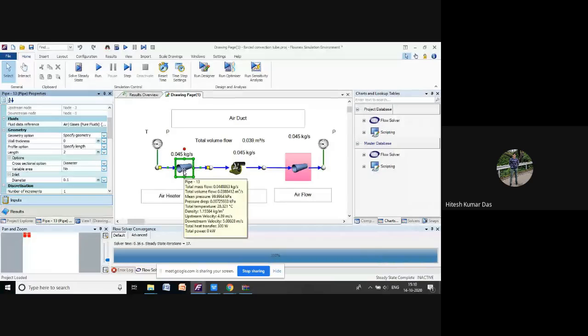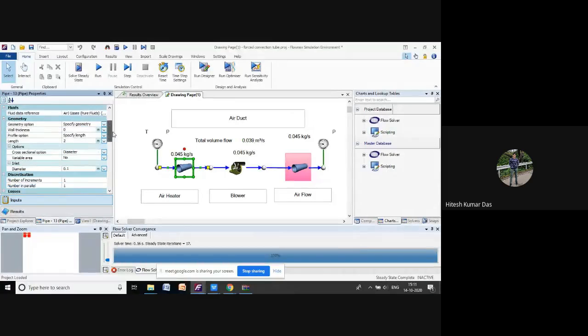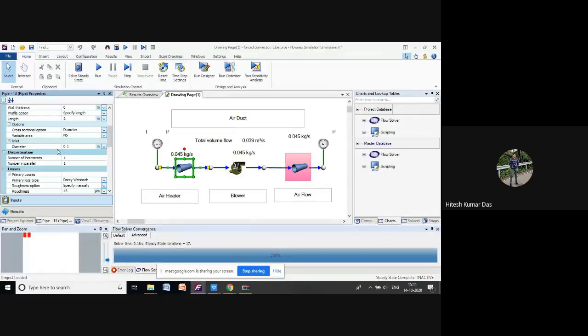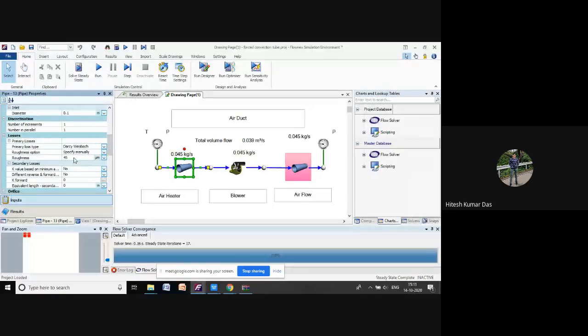This is the duct we are using where we will show the forced convection. For the duct we have assigned length as 2 meter by specifying length in the profile option. Next, we'll go for the diameter. Diameter for the duct we have taken as 0.1. Increment 1 means it will solve the pipe in one section only. If increment 10 is assigned here, it means it will solve the pipe in 10 segments, so pressure drop will be calculated in 10 sections. Next, roughness we have assigned as 45 micrometer.